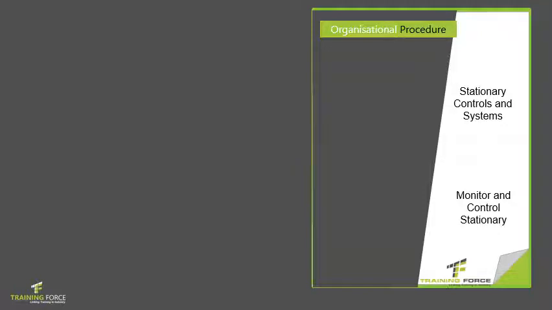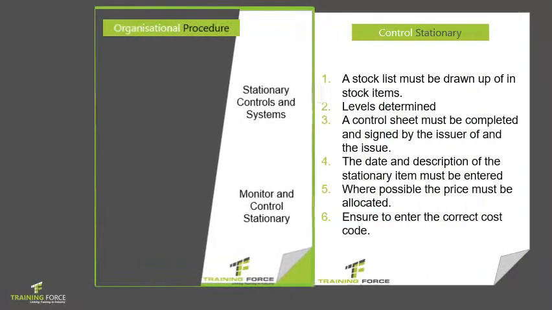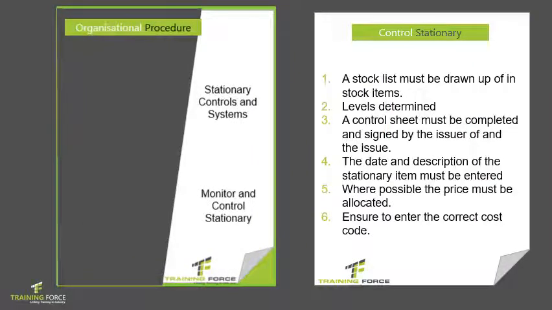Each organization has its own procedures for controlling stationery, and you must always follow the procedure. The procedure may look something like this. A stock list must be drawn up on in-stock items, levels determined, and a control sheet must be completed and signed by the issuer and the issuee.